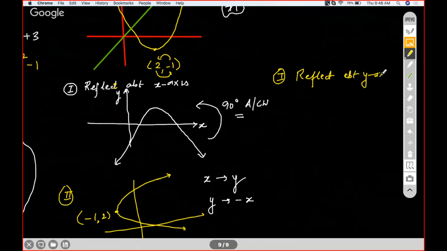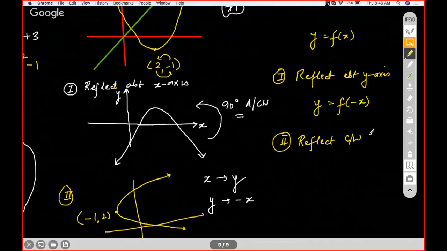When you're reflecting about the y-axis, you're actually changing the sign of x. And then when you rotate clockwise 90 degrees, that means you're making y as x and x as minus y, right? So basically you end up swapping the position of x and y. So these two positions got swapped. Understood. We'll take a few more questions on this.